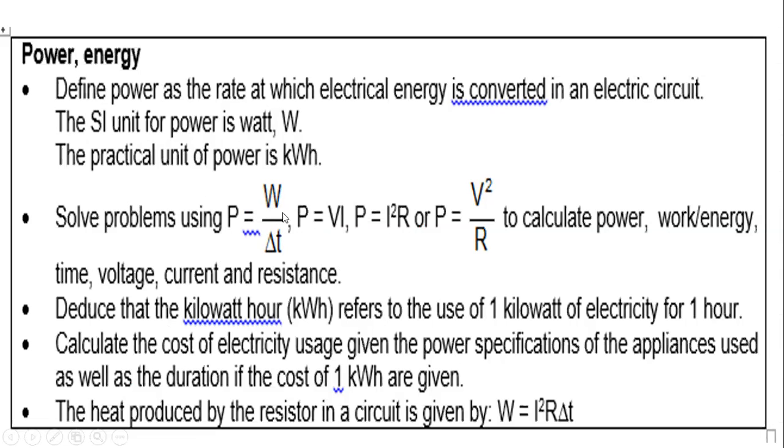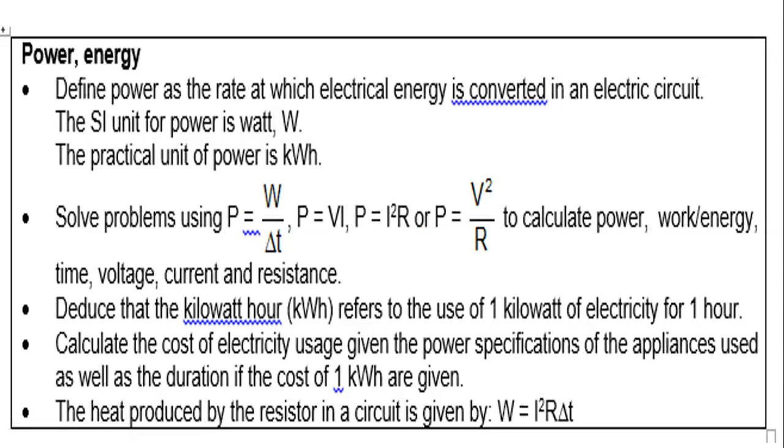Power is equal to W divided by delta T, or power is equal to V times I, or power is equal to I squared times R, or power is equal to V squared over R. And we know what each variable means there. W is the energy, V is the voltage, the potential difference, I is the current, R is the resistance. The delta T refers to the time.